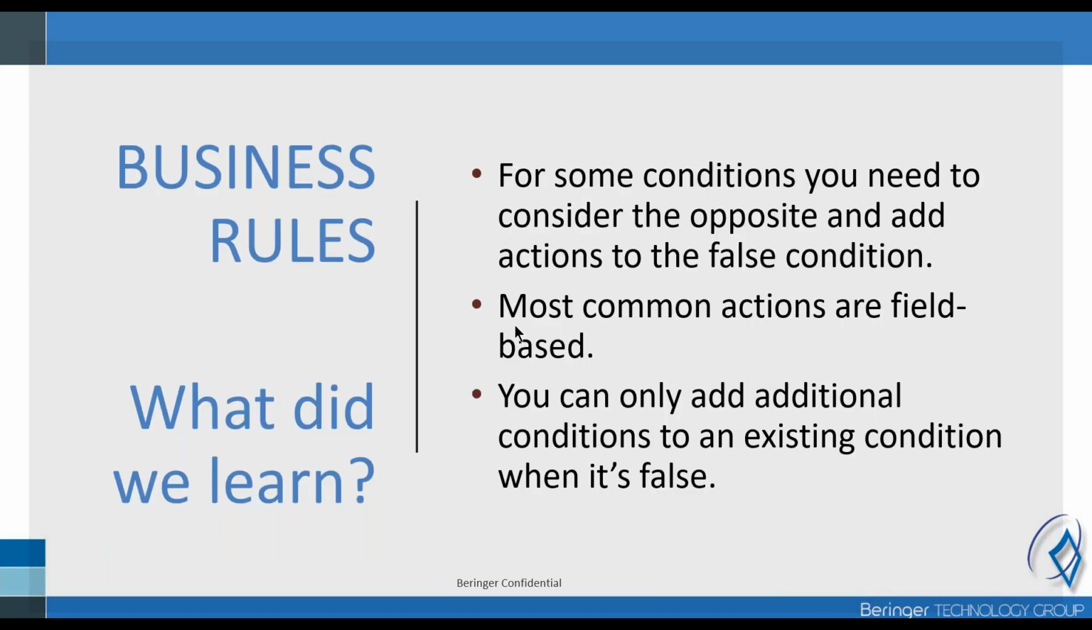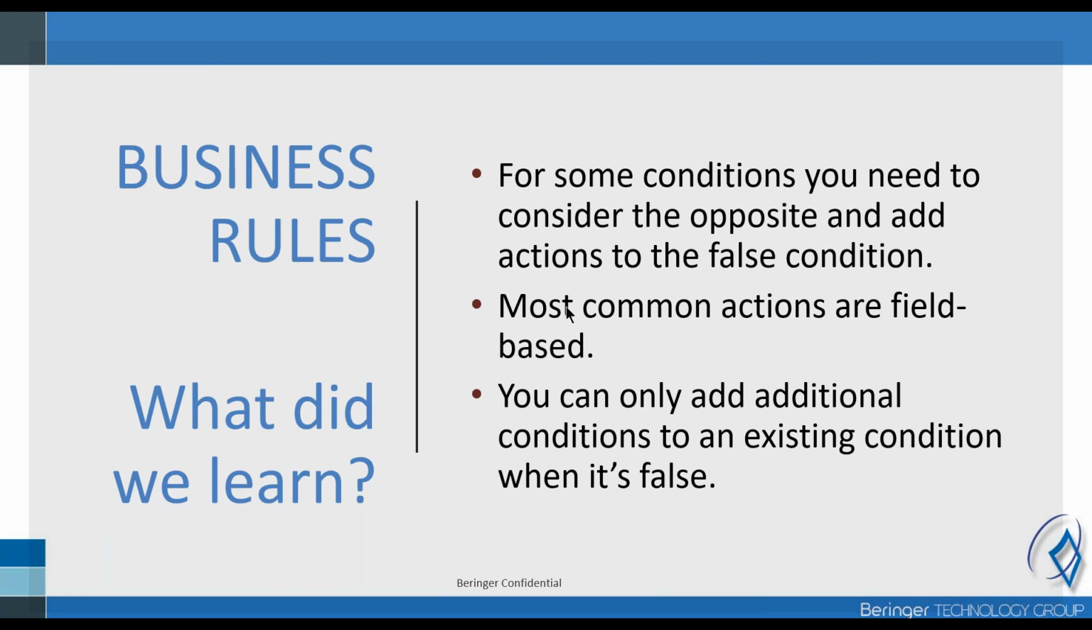Okay, so what did we learn? One thing I didn't really talk about that much, but for some conditions, you usually need to consider the opposite and add actions for the false condition. So in our business rule, if we would have only had what to do when the condition was true, when the condition was false, it wouldn't know what to do. It wouldn't do anything. So that's why, if you have all the components to show a field, you have to have the opposite component to hide that field.